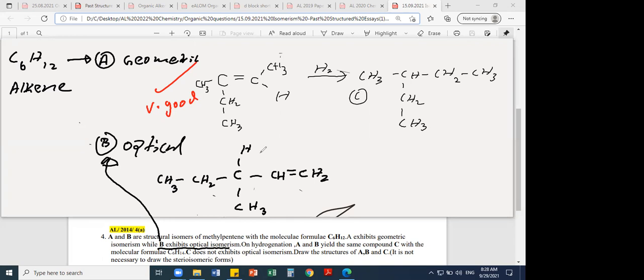group, right? So with the hydrogenation, you get the same structure C, right? If you add hydrogen, you get the same structure C from both these. If you want, you can check. It will not make any difference.